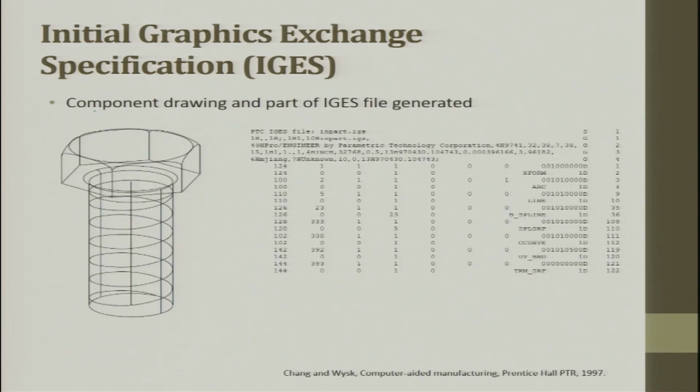So, this is how an IGES file looks like. A component which is a bolt, with a threading, with a head, a component drawing and a part of the IGES file generated. You will see a stack of data, a column of data, wherein it talks about an arc, line, B-spline, and then you have a curve, you have other surfaces. So, this is how the output of IGES looks like, which is pre-processed, post-processed, such that the other system can understand.